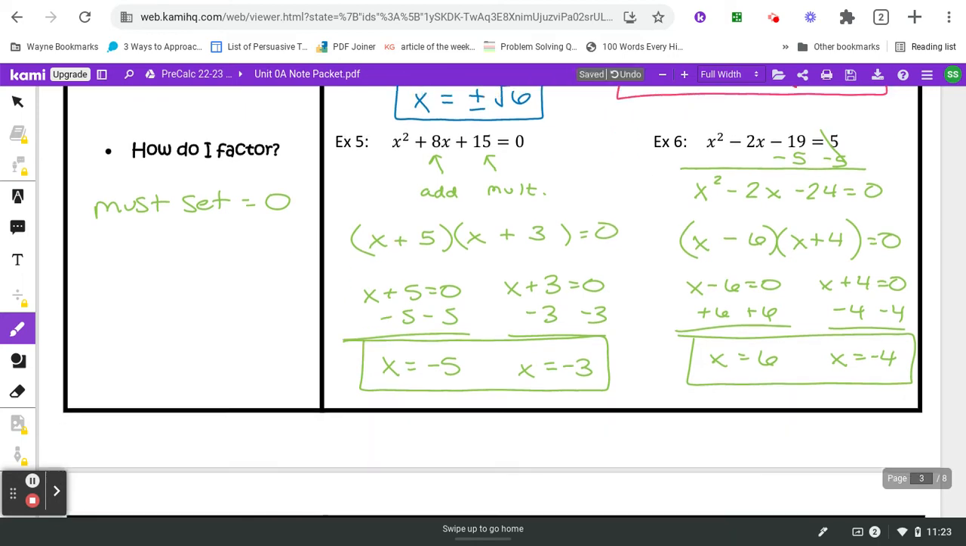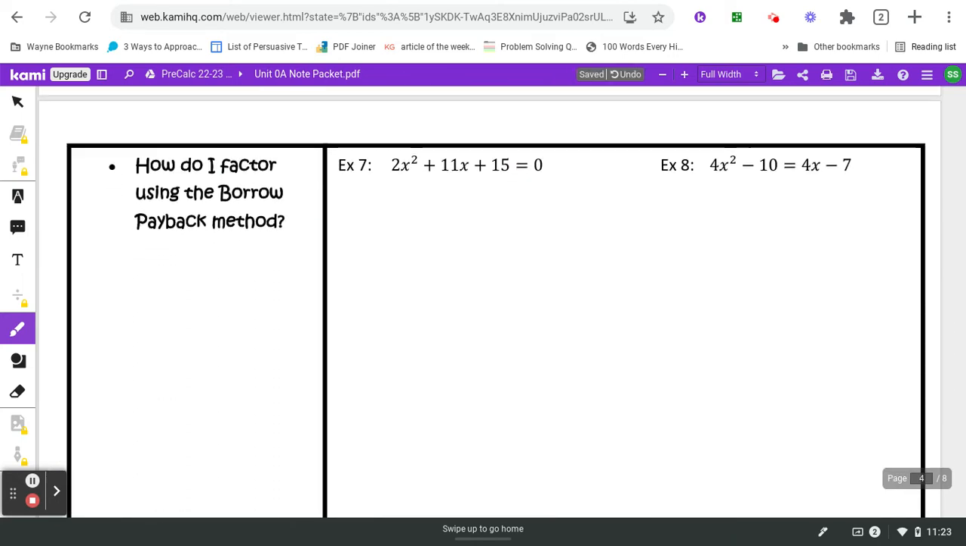All right, then on the back side, there's a different type of factoring. This is called borrow payback. This is if you have a number in front of the x squared. Right here, you can see there's a number in front of the x squared. We're going to do this a little bit differently. So first things first, we do have to set it equal to 0. So example 7 is ready to go.